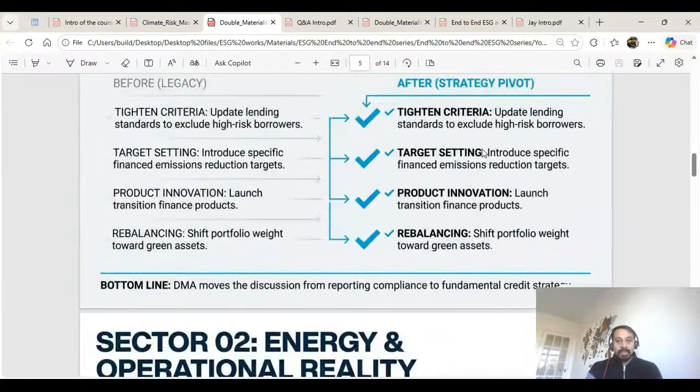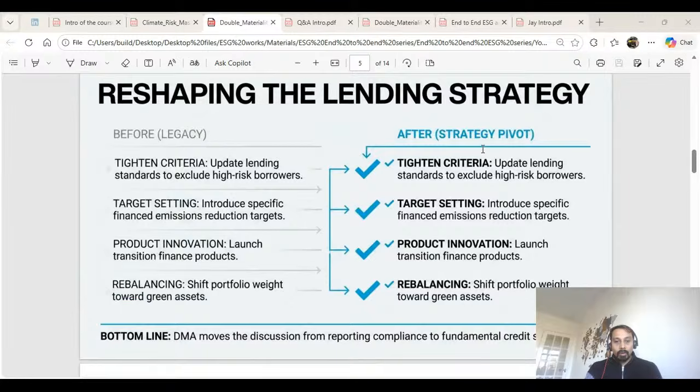So that is very important to understand how it works for the financial side. Overall, higher default risk on carbon-intensive clients very much affects overall credit loss, cost of capital, and access to sustainable finance.